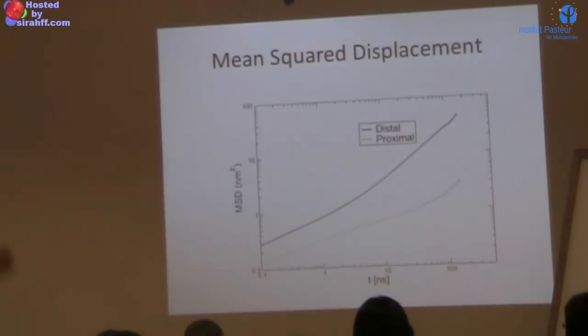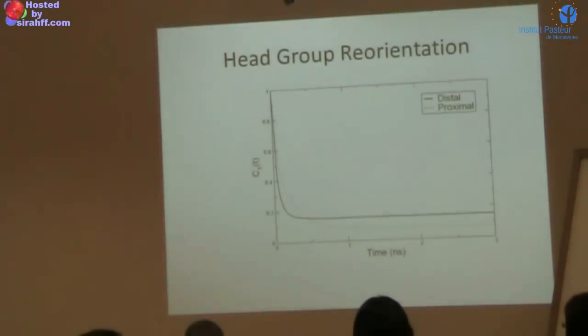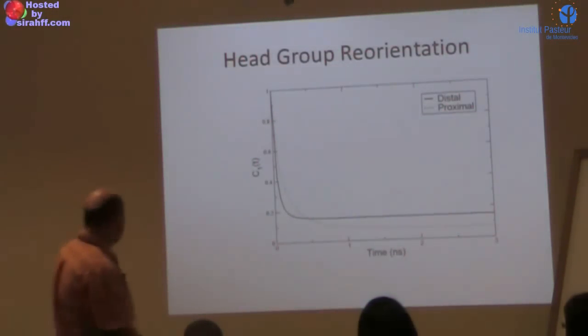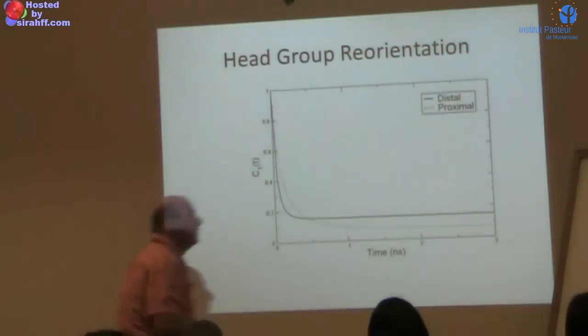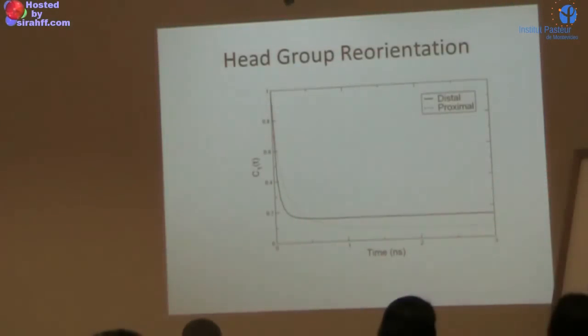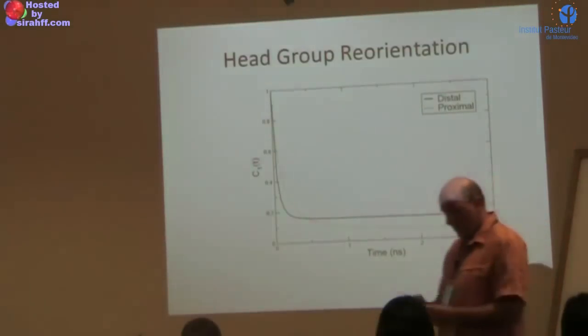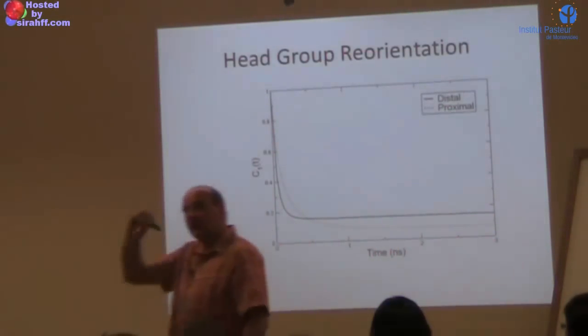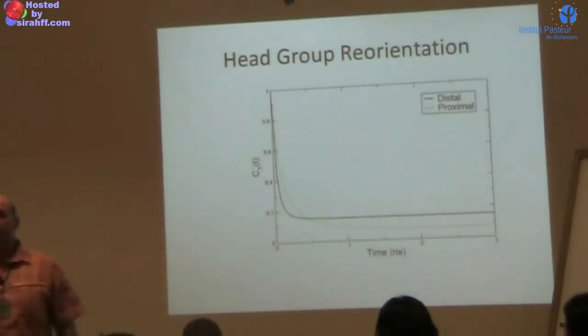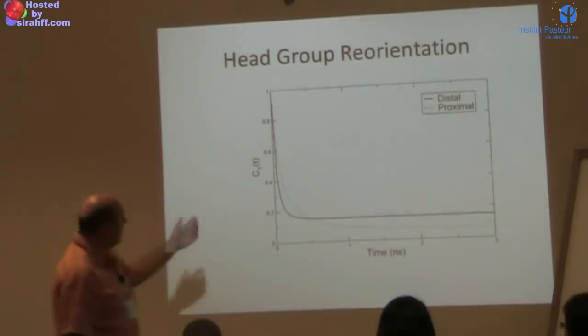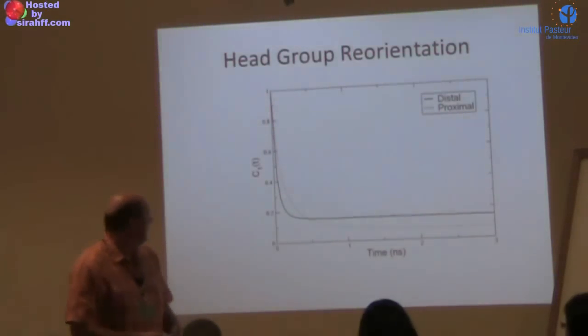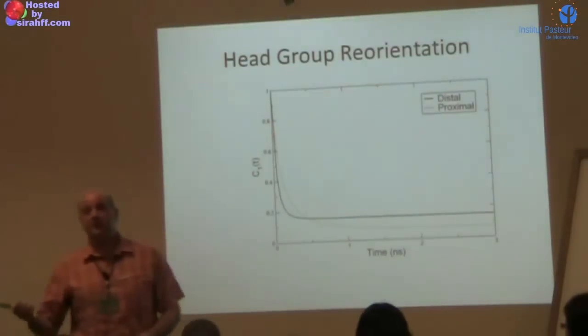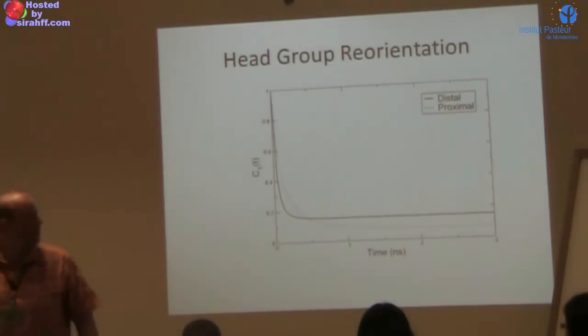And this is, again, the distal leaflet versus the proximal leaflet. This is the reorientation of the head groups between the two sides. So you have the head group, say the N here and the P here. You can define this vector and measure how this vector reorients. What you see is reorientation on a time scale of 3 nanoseconds. But again, the distal leaflet is faster than the proximal leaflet.